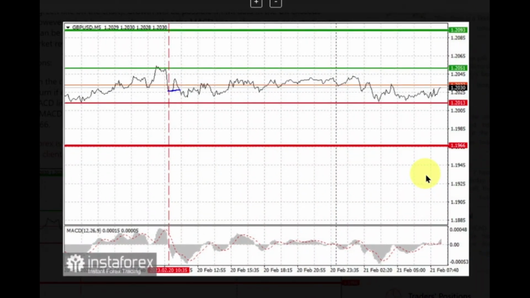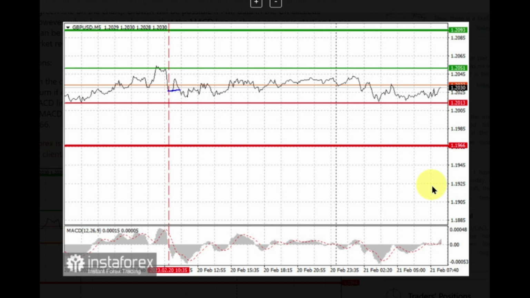For short positions, sell pound when the quote reaches 1.2013. And take profit at the price of 1.1966. Pressure will return if economic data in the UK are weaker than expected. However, when selling, make sure that the MACD line is below zero or is starting to move down from it.